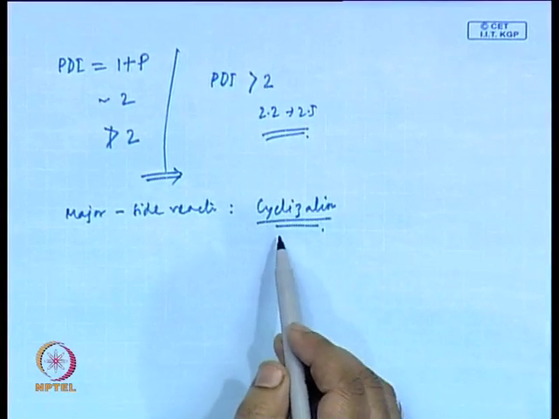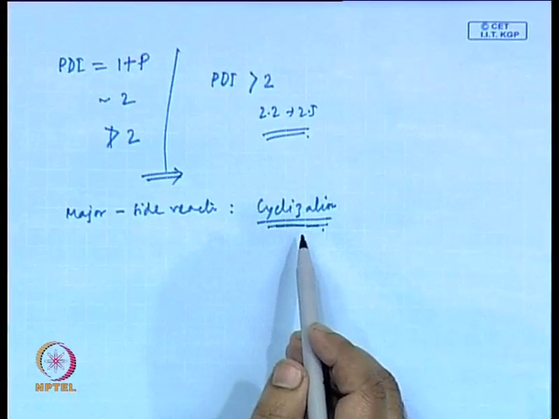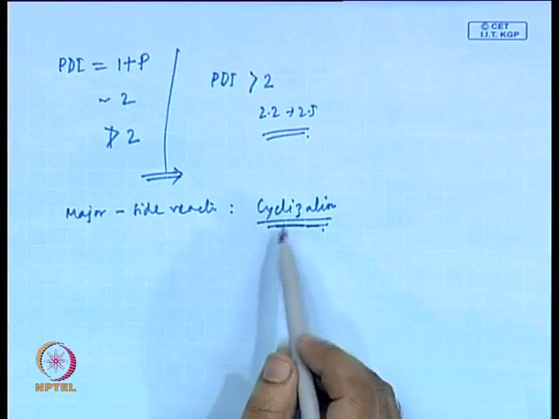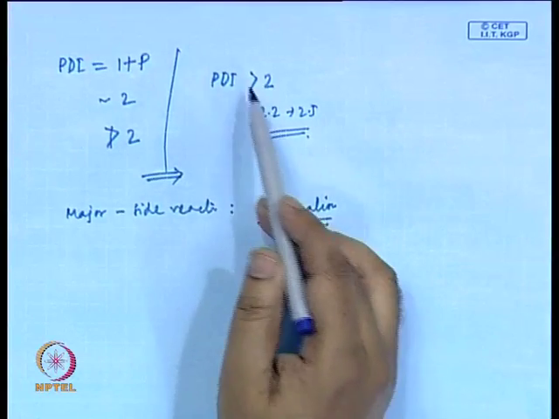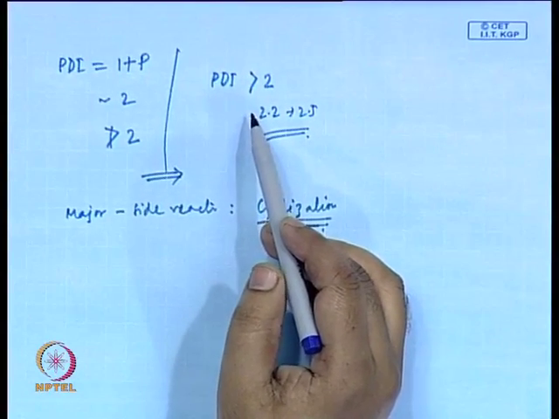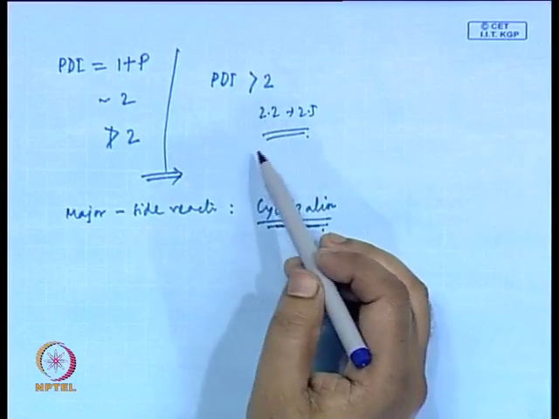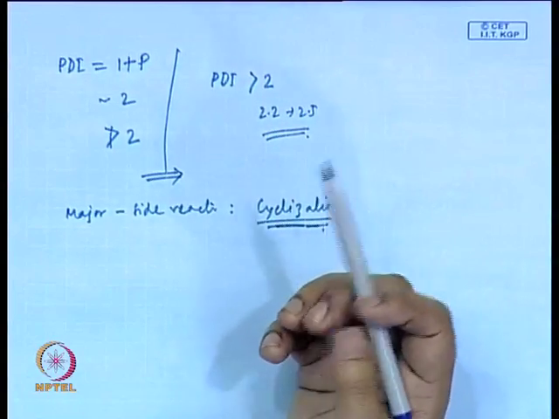Now, you understood why we are bringing in this concept of cyclization. As you have seen, in most cases the PDI of a polymer after reaction is found to be a little over 2 in practice. That means there are small molecular side products which affect Mn more than Mw, so Mw by Mn goes up. So, PDI goes up a little over 2.